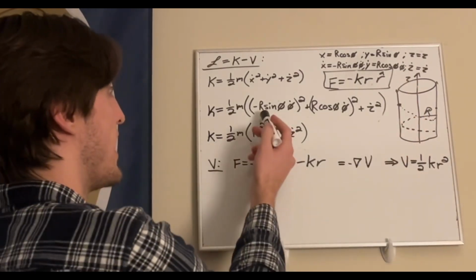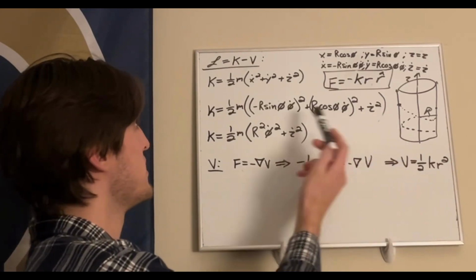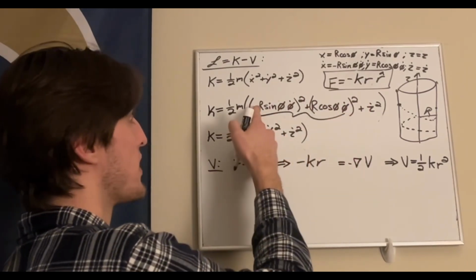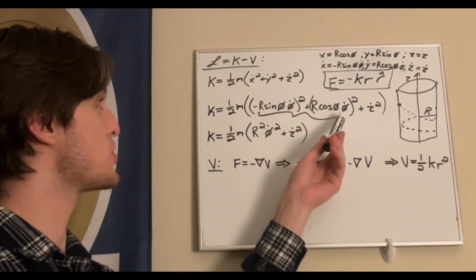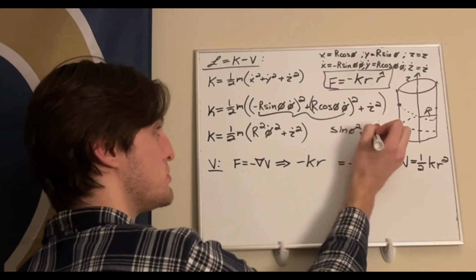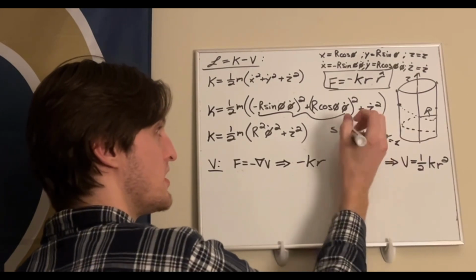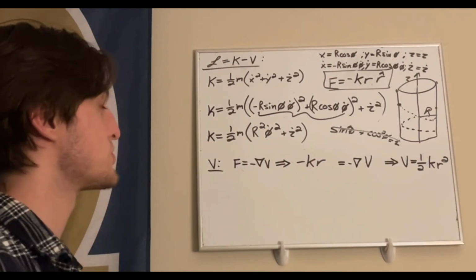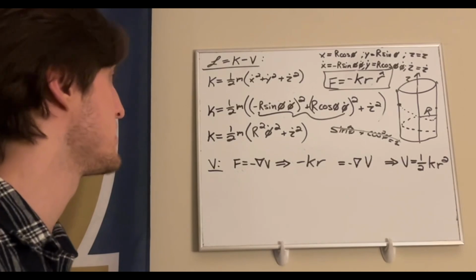We plug this in, and we get negative r sine phi, phi dot squared plus r cosine phi, phi dot squared plus z dot squared, all times 1/2 m. When these multiply out, we'll get r squared in front. The negative is canceled by the squared. But we'll get sine phi squared plus cosine phi squared, and that is equal to 1. And so that simplifies this down a lot, and we're left with r squared phi dot squared in the middle, and then the z dot stays the same because in cylindrical coordinates it doesn't do anything to the z component.